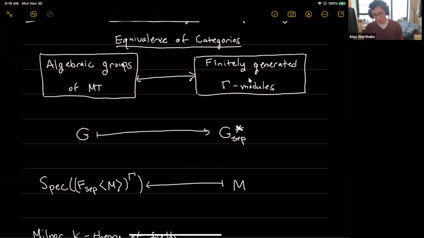And correspondingly, if I have a Gamma module M, then I can consider the group algebra of M over F sep. And this has a natural semilinear action of the absolute Galois group. And so if we take the ring of Gamma invariants, then we get an F algebra, and the spectrum of that F algebra represents an algebraic group of multiplicative type.